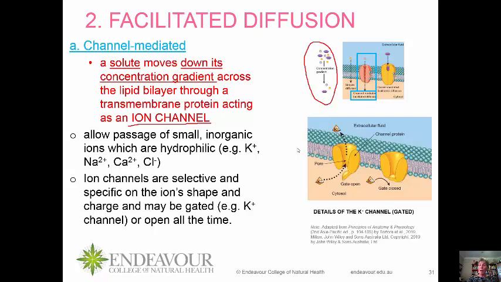Now, the substances that it allows through are inorganic ions, which are hydrophilic, so they like water, because they're going from the outside to the inside and there's water in this channel, so they need to like water. Examples are potassium, K+, sodium, Na+, calcium, and chloride. Now, ion channels are very selective, and they're specific to the ion shape. So only sodium can go through a sodium ion channel. Only potassium can go through a potassium ion channel. Okay, so they're very selective.